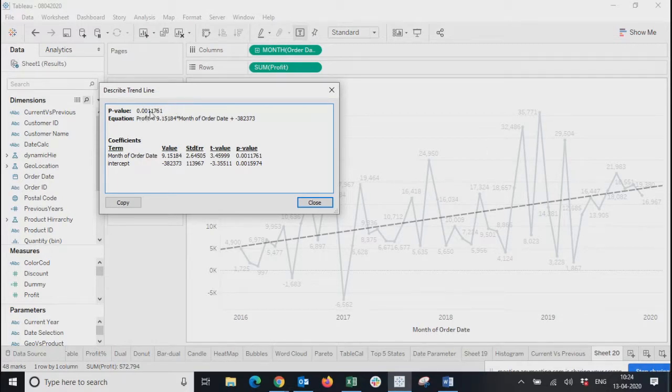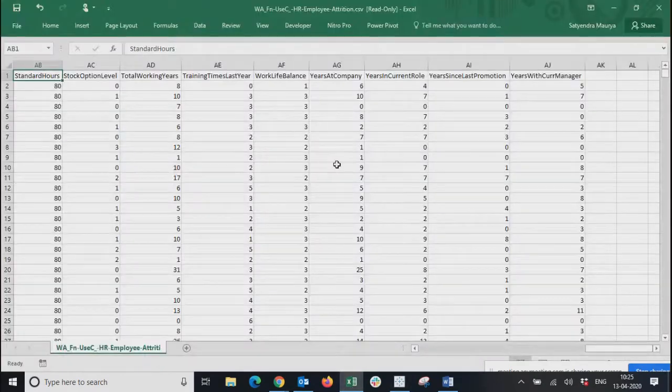And keeping these two things in mind, if you keep changing the value of your order year and apply this logic, you'll keep getting the value of your profit. Okay, so now let me do one thing. I'll just copy this equation here and put it into Excel.